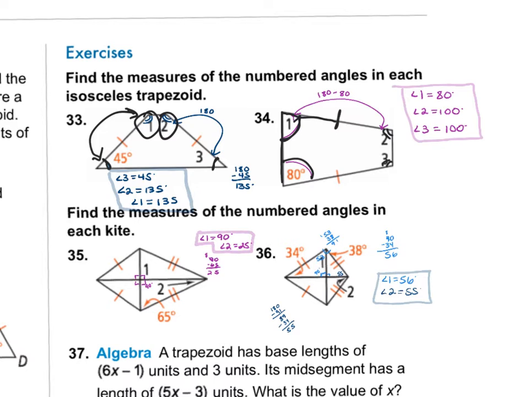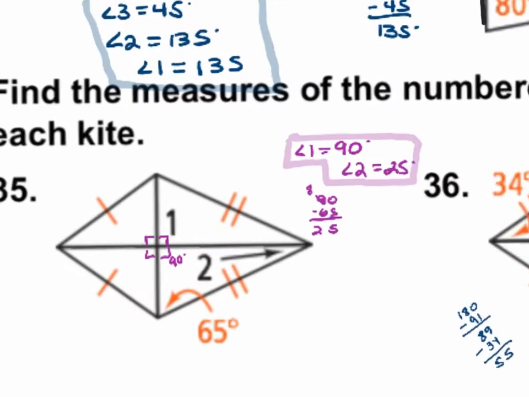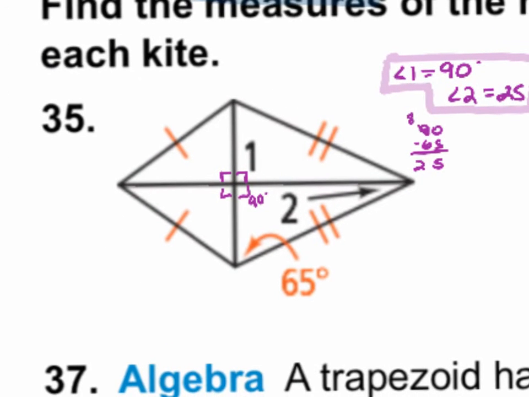Okay, then came a kite. In a kite, again, we're back to diagonals are perpendicular. So diagonals are perpendicular in a kite and in a rhombus. So if I look at 35, for example, these are all 90. Immediately, as soon as I know it's a kite, I know those are all 90, which means angle 1 is 90.